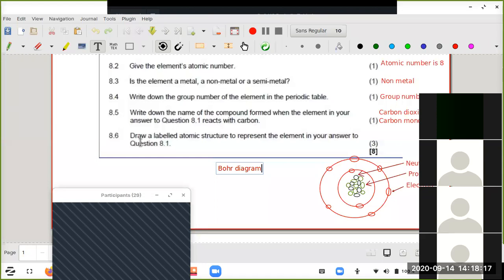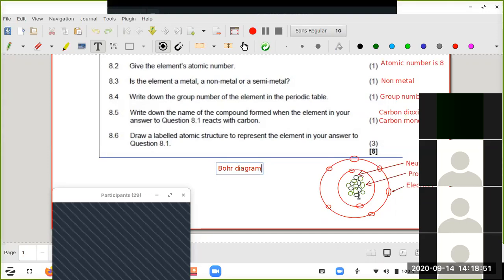Then, because it is saying draw a labeled atomic structure, we have to identify the neutron. The neutron is in the nucleus there, right? Then you've got the proton, and we have got the electron, right? So that's what we must do whenever we are asked to draw an atomic structure. I'm emphasizing this idea to say always make sure that you draw the Ball's diagram. Otherwise, you'll be marked wrong, right?